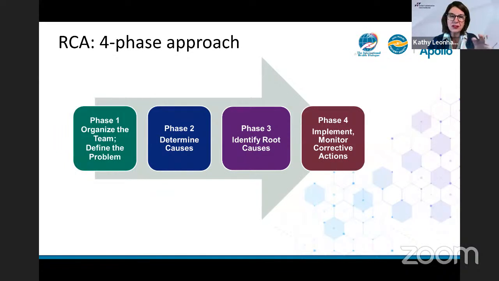You must start at the beginning, phase 1 and 2, because those focus on what happened, where it happened, when it happened, how it happened, before you get to the why, which is our phase 3, understanding why, what were those causes that led to it. And then, of course, phase 4 is implementing those corrective actions. So we're going to walk through this fairly quickly and just highlight the key components of each of these phases.